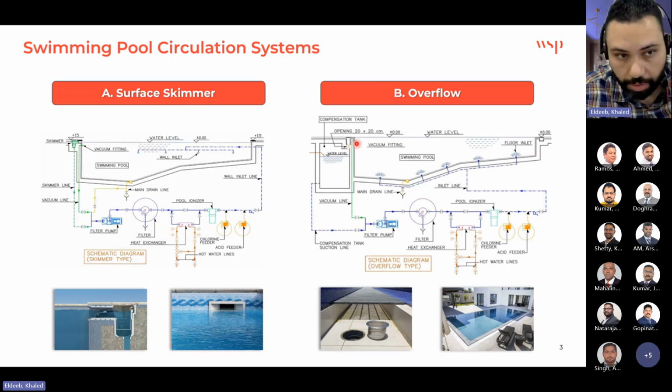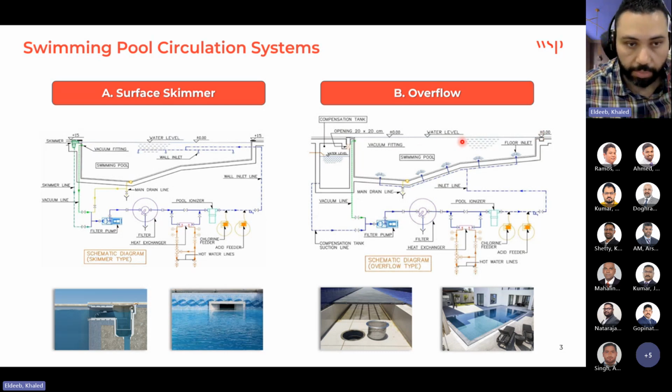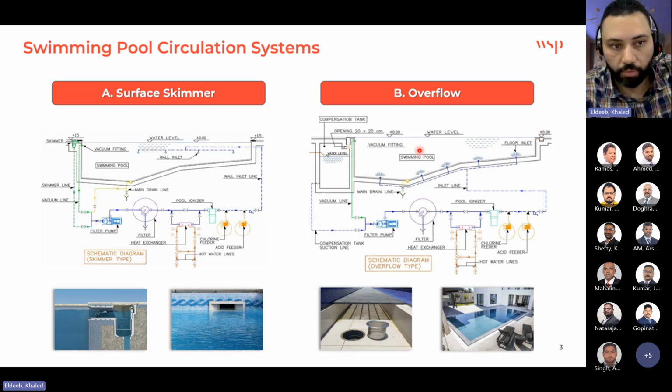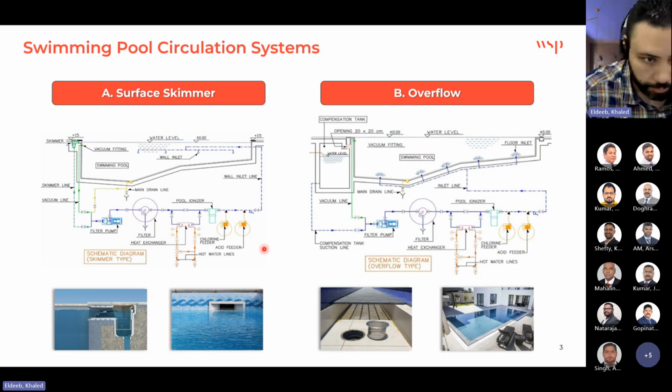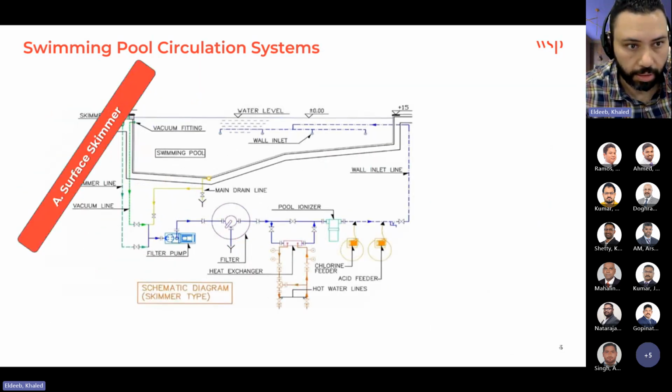Unlike the overflow, we have here a surge tank, like an intermediate part between the pool and the pump to accumulate the overflow, and the level of the overflow type is always the same as the surrounding level around the pool to give you the impression that the water is overflowing. So the skimmer looks like this, the overflow looks like this. So this is just a quick reminder to start.